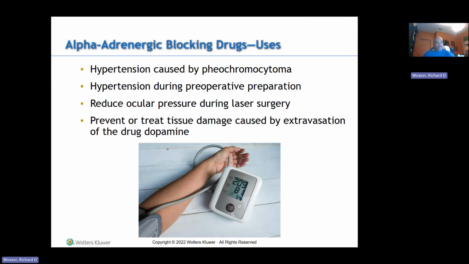Now, within the surrounding tissues where the IV is located, this drug dopamine causes those blood vessels to vasoconstrict. Well, when that tissue vasoconstricts too much, then you don't get blood flow to that tissue area. And of course, necrosis can set in, ischemia, necrosis. And so what we do is we give a drug called Regitine. Regitine acts like an alpha adrenergic blocking drug, where locally, what you're trying to do is vasodilate those blood vessels so that the patient gets more blood flow to the area.